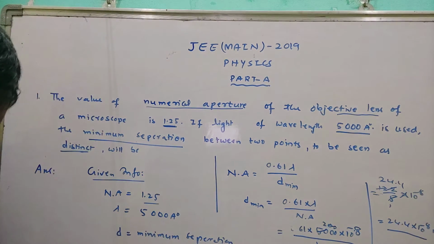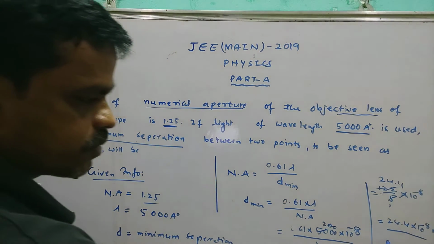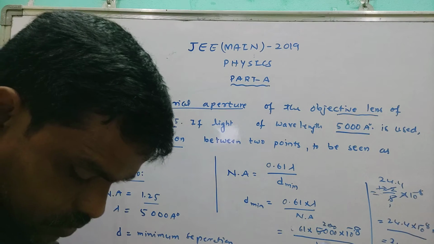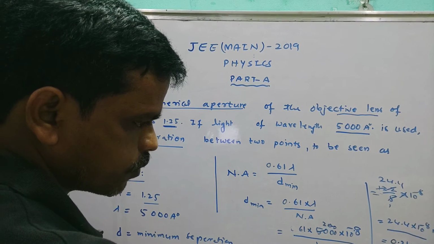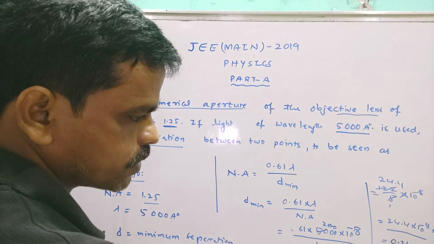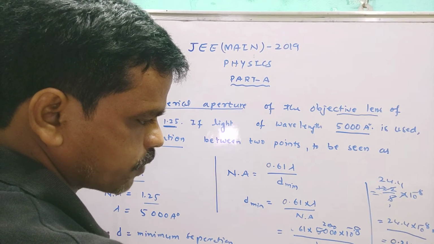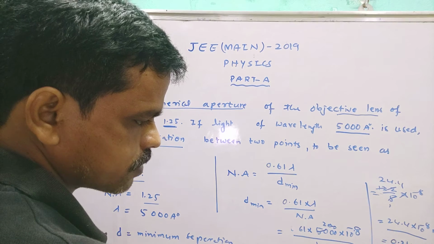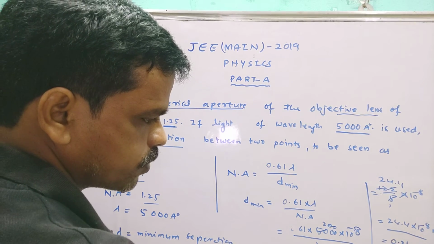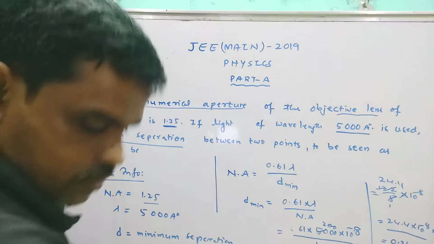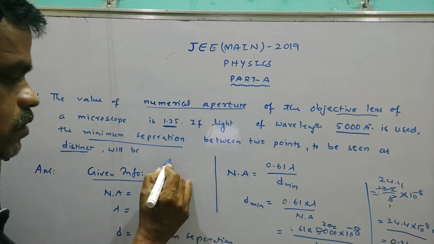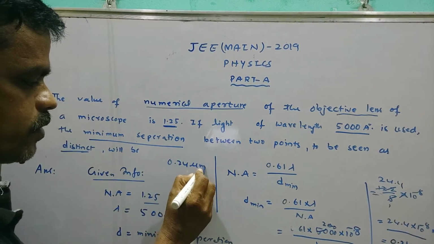So here we have the options. The right option is 0.24 into 10 power minus 6 meter. That means 0.24 micrometer is the minimum separation between two points. So this is the solution for this question. The answer will be 0.24 micrometer.